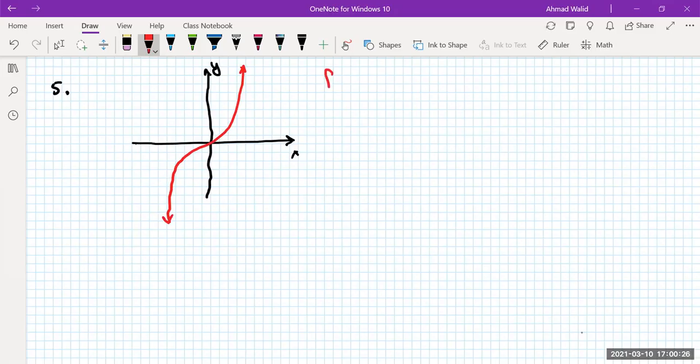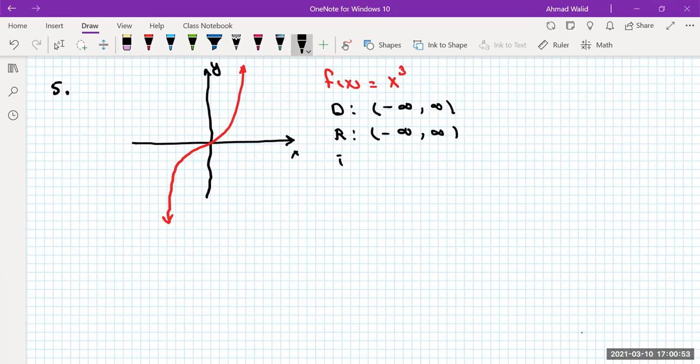This function is f of x equals x cubed, correct? Some characteristics of x cubed. Domain: the domain is from negative infinity to positive infinity. Range: negative infinity to positive infinity.